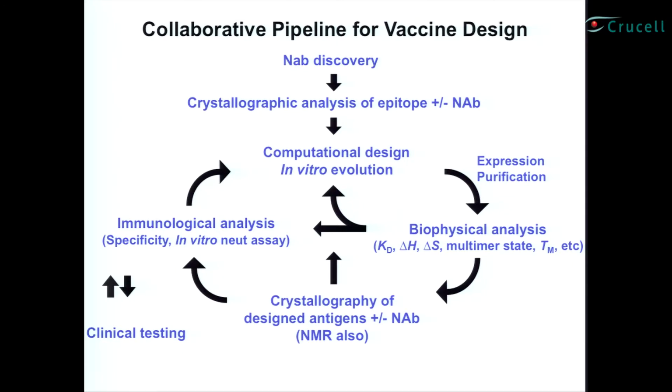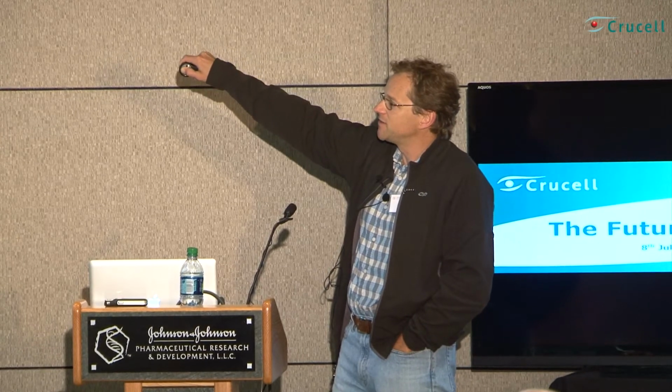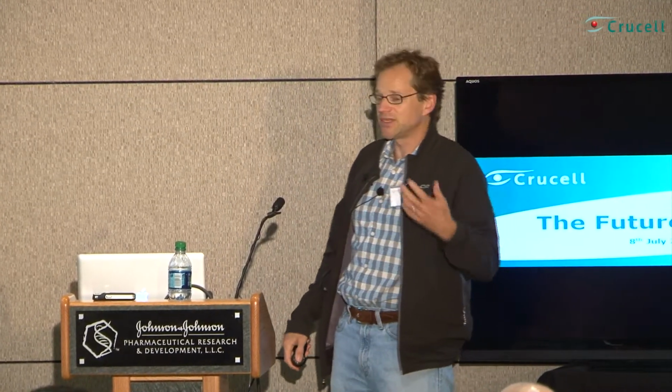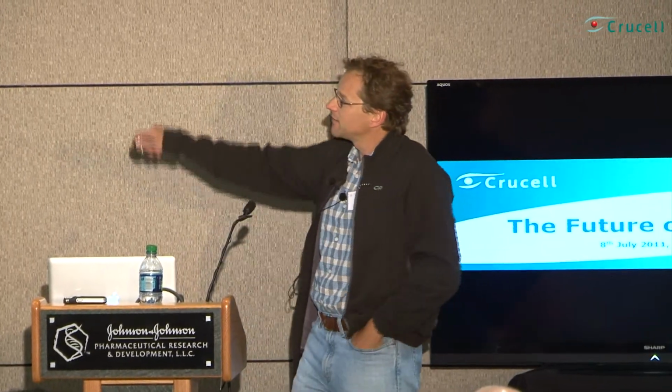And this is just a slide to illustrate how we go about collaborating with a whole bunch of different types of labs in the pursuit of vaccine designs. And so, Dennis talked about antibody discovery, and Crucell is an expert in that area. Then there's crystallographic analysis, and Ian gave you a talk about that, and there are other people working on that. We're working on computational design and in vitro evolution of antigens, and Ian mentioned David's lab working on even computational design of antibody mimics, if those could be used.